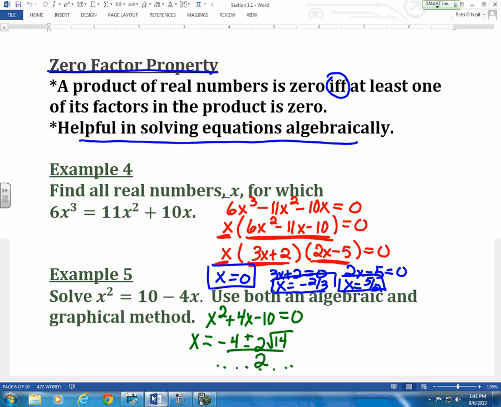If I need to know that decimal for some meaning in the problem, change it over to a decimal. If not, then radical and fraction form is definitely the most accurate. This also says to use a graphical method. How would you do that? How would you solve this using a graphical method?